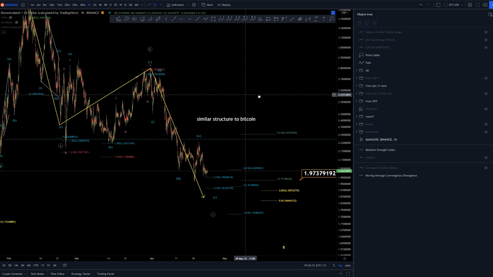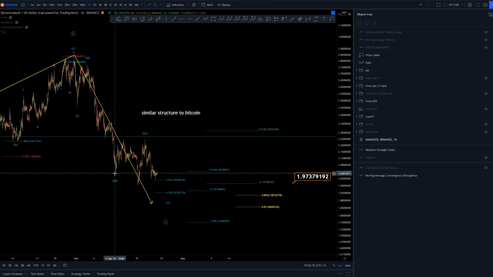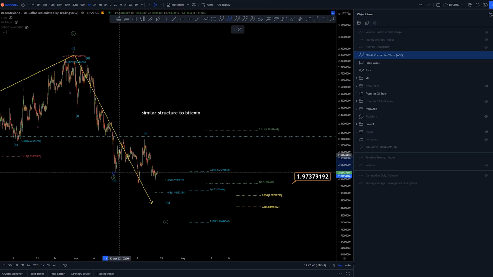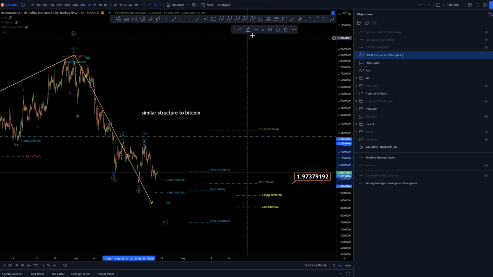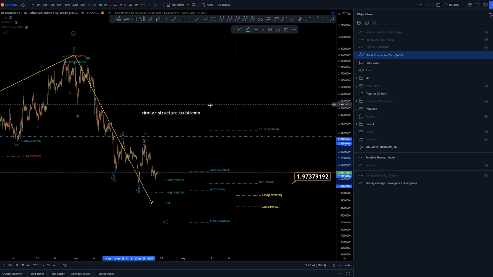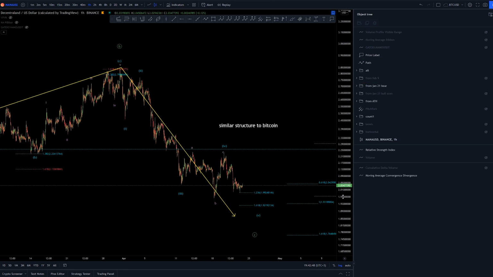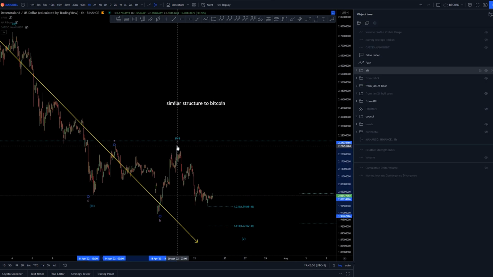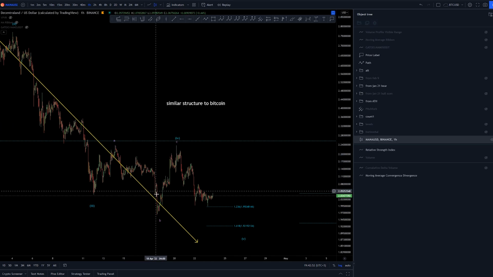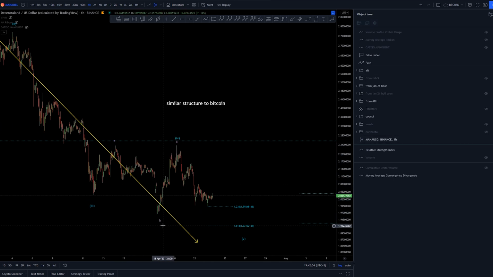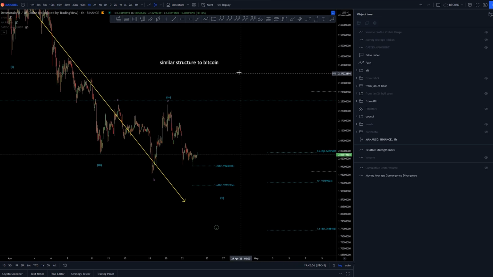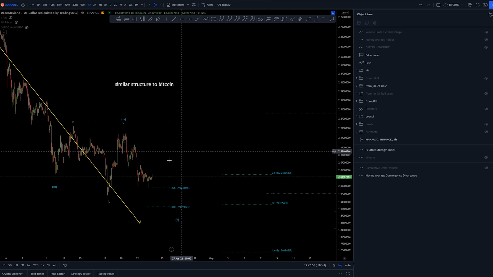Now this is looking so similar to Bitcoin, where I've labeled this as another ABC instead of being the last wave structure. Why? This is just because we have this structure here for the B wave looking more like a 3-wave structure instead of a 5-wave structure ending this whole count.